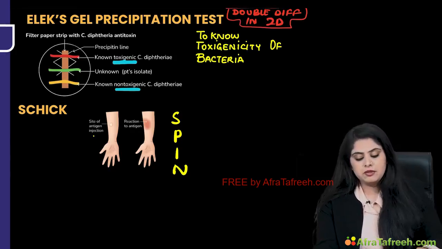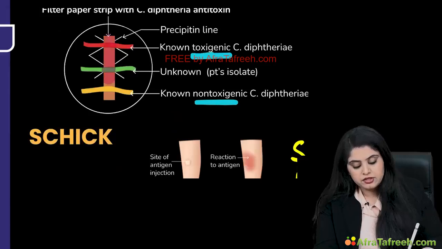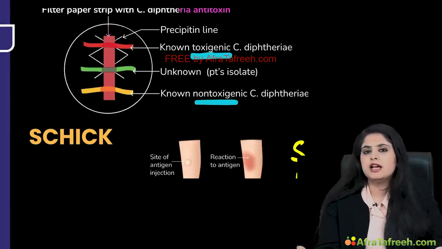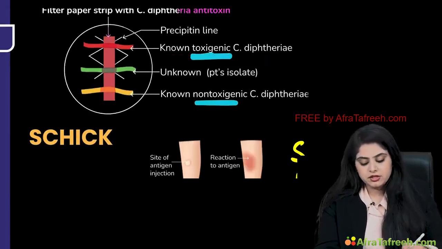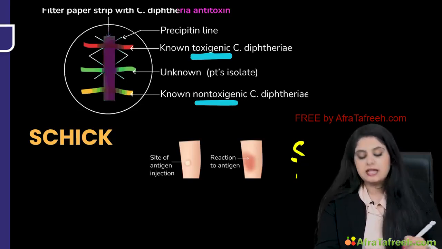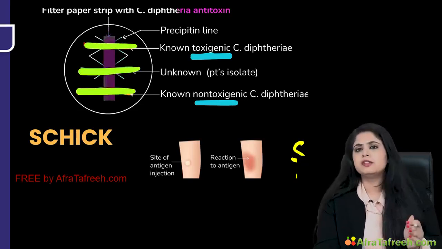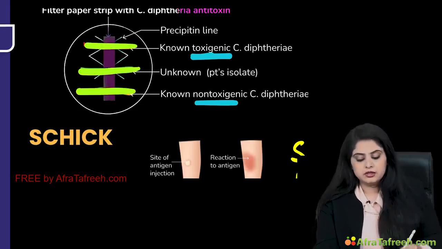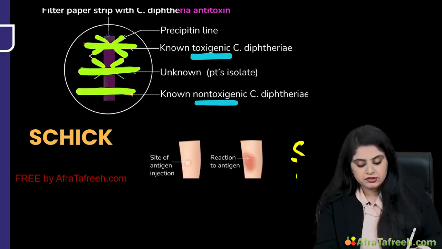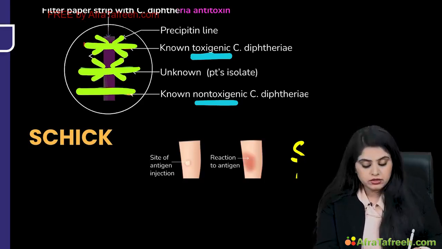So what happens? Simple, I am going to look out for these lines. What have I done in this test? On this strip, I have taken the antitoxin. Basically, it is a toxin-antitoxin reaction, nothing fancy. After that, I will keep different Corynebacterium diphtheriae strains. The concept is: if a toxin is there, a toxin-antitoxin reaction happens and a line will come. If the toxin-antitoxin reaction does not happen, there is no line over here.